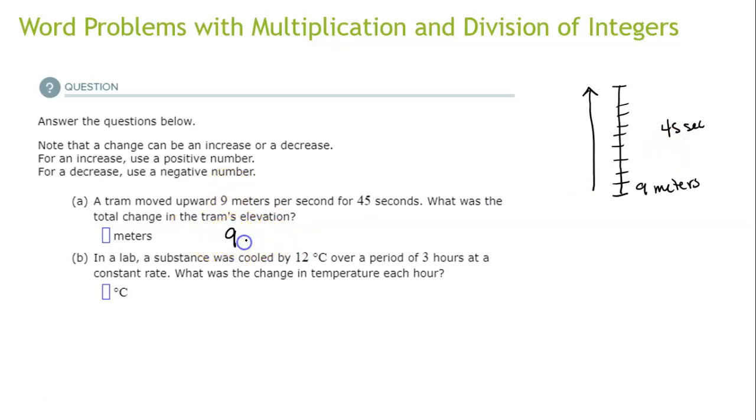It's moving upward, so it's +9 times +45. 9 times 45 becomes 405 meters. So you should have said +405 meters.